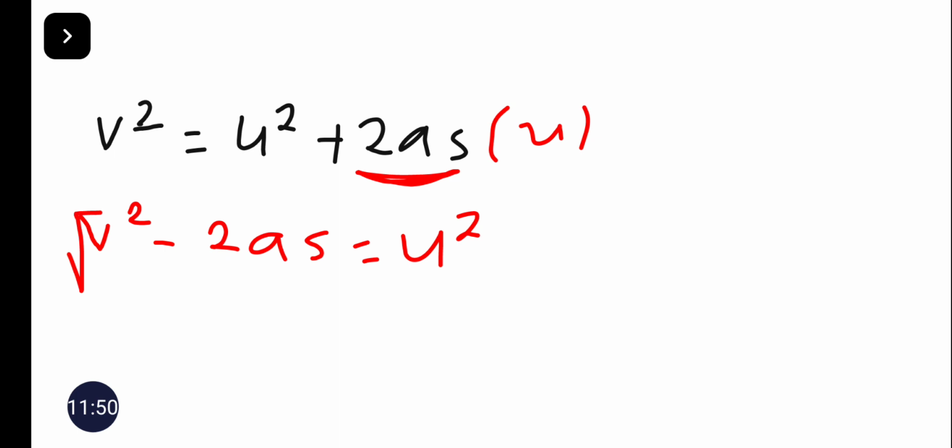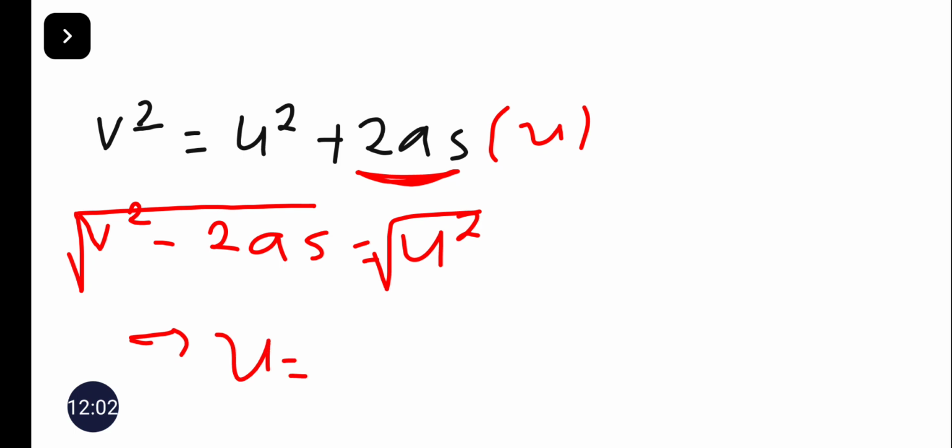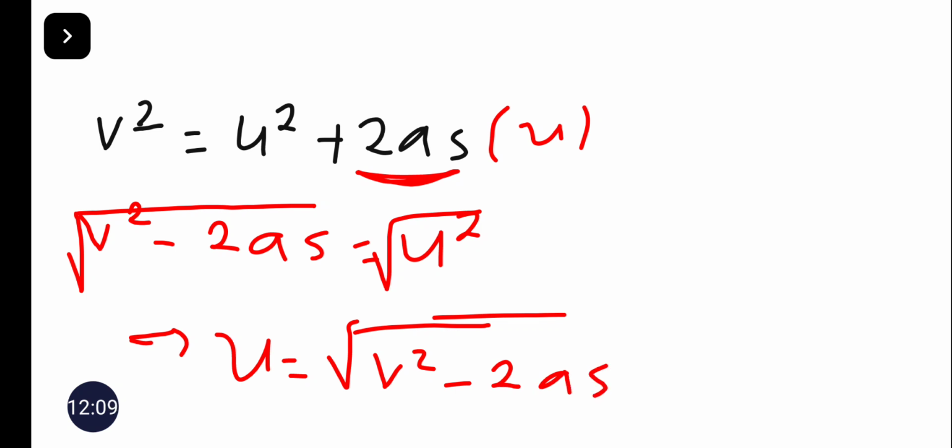So I look for the square root here, and I look for the square root here. The square root of u squared means the number that when multiplied by itself gives u squared, and that is u. So it implies u is equal to the square root of v squared minus 2as.